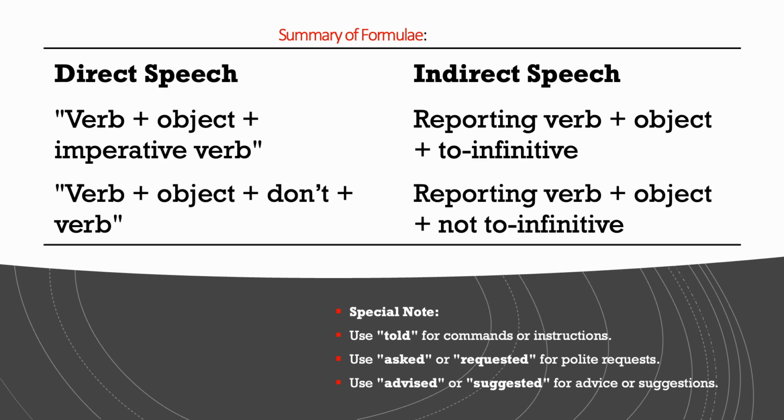Let's remember a simple formula to change direct to indirect speech in case of imperative sentence. That is, we have the reporting verb. Instead of reporting verb, what will we use? We'll use a word like commanded, instructed, requested. And then we have the object plus the infinitive in here. Whatever remaining part of the sentence we have, plus the infinitive, to complete the sentence.